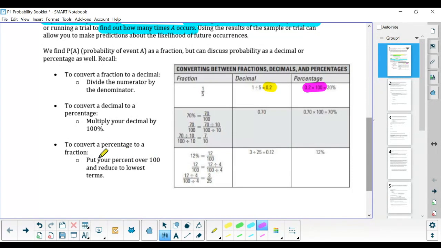Now, the last point here: to convert a percentage into a fraction, we want to put our percent over 100. In this case, we have 12%, which is the same thing as 12 over 100. And we need to reduce to lowest terms. Reducing to the lowest terms means that we're going to look for the largest number that we can use to divide both the numerator and the denominator. In this case, it's going to be 4. So once we've divided both 12 and 100 by 4, we end up with a reduced fraction of 3 over 25.